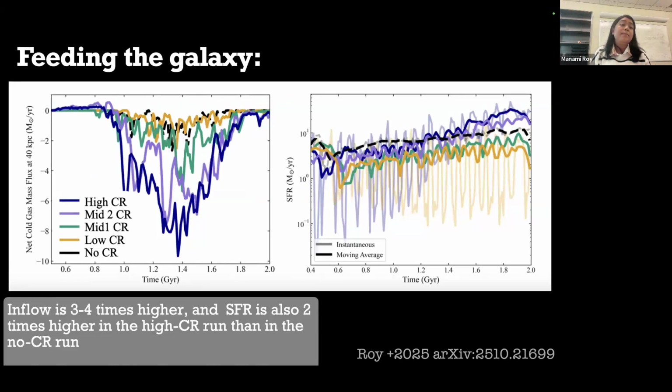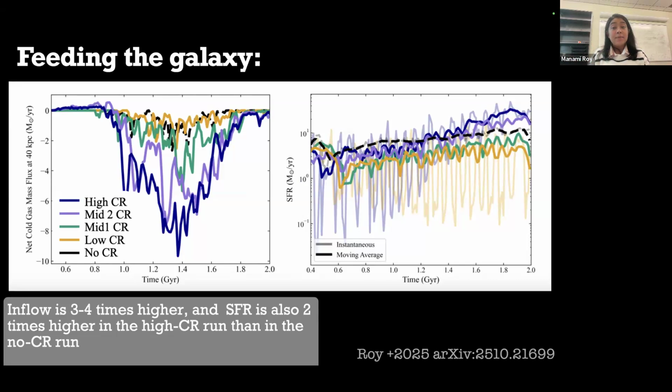On the left hand side, we again plot the net cold gas mass flux with different cosmic rays. And on the right hand side, you can see the star formation rate of the central galaxy over time. In the initial time with cosmic rays, you can see that there is a lot of fluctuation, and star formation is a little less than the no cosmic ray run. And that is expected because cosmic rays add extra feedback to the galaxy, and that can throw more cold gas to the CGM. So in the beginning, you expect to have a lower star formation rate.